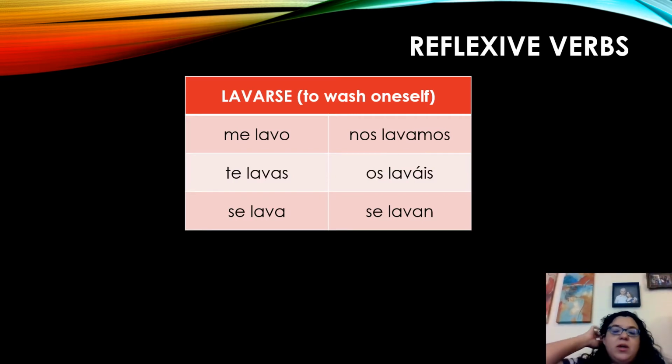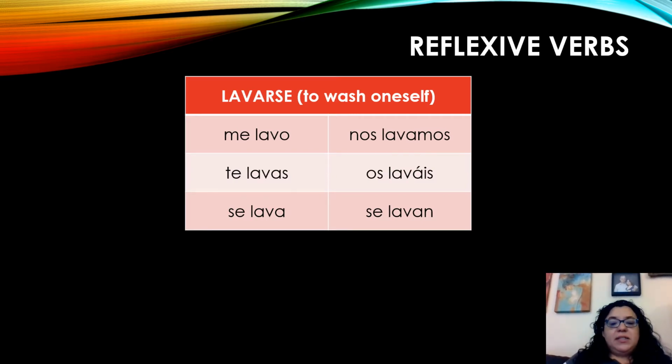Now let's look at how we conjugate this verb. So we have lavarse, okay? And the first thing we do is we take away the se. That se at the end of our infinitive, we're going to take it off. And then we're left with lavar. And then we're just going to conjugate that like a normal verb. So lavo, lavas, lava, lavamos, laváis, lavan.